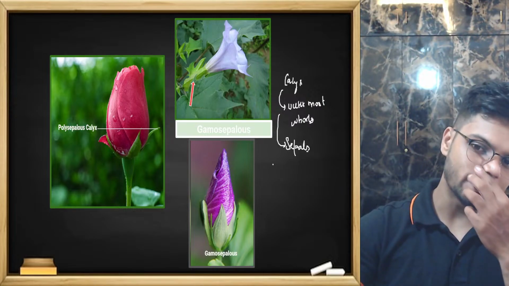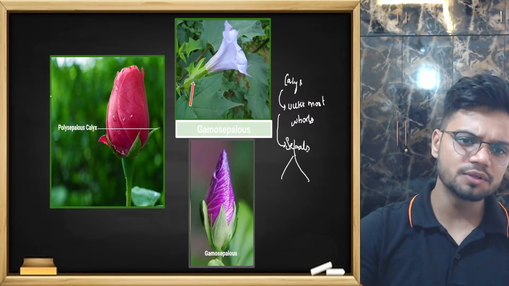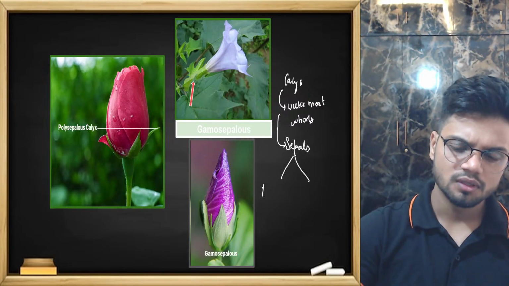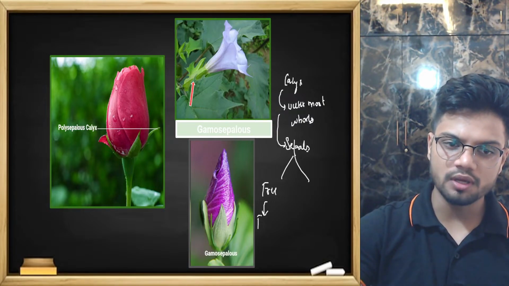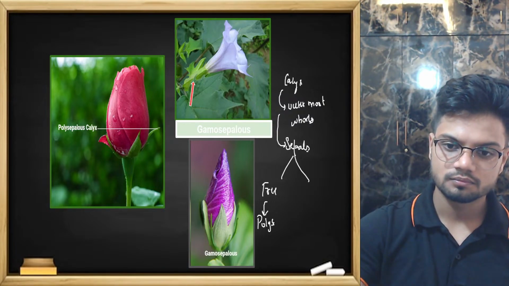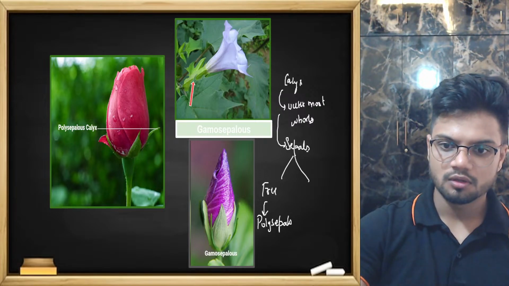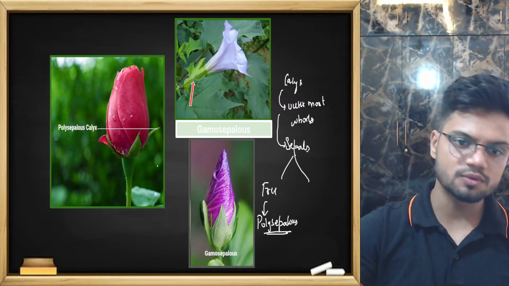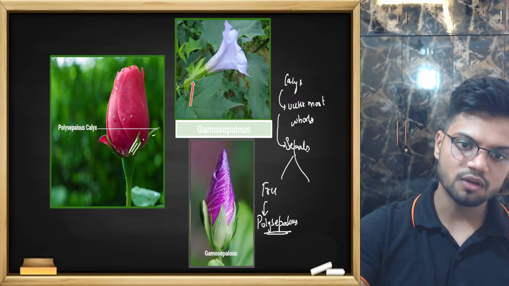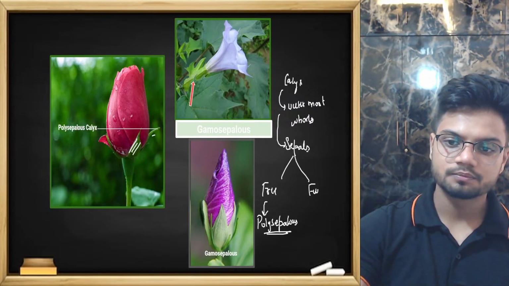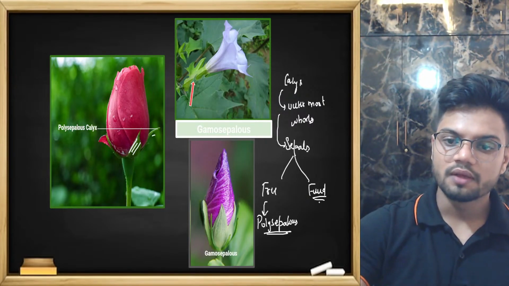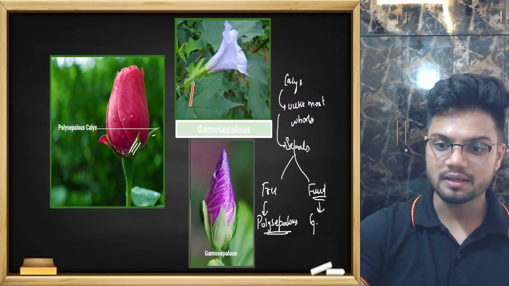Now students, these sepals can be of two types. Can you hear? The sepals are free. When the sepals are free, it is called polysepalous condition. You can see here, all the sepals are free; they are not joined together. Now, if the sepals are completely fused, that is called gamosepalous.